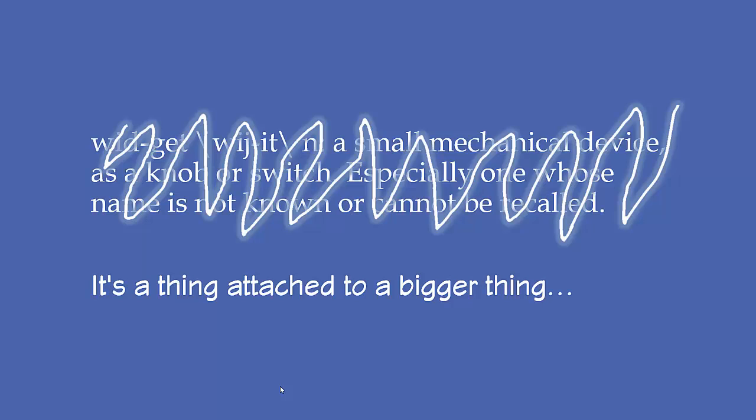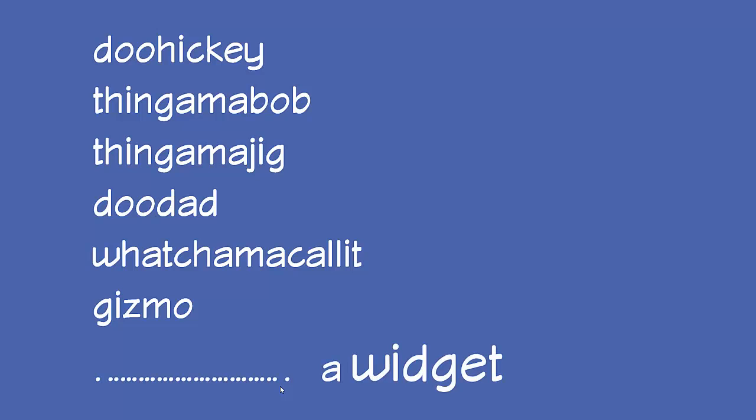Okay? Now, we know them as a lot of different names. We call them all kinds of things, like doohickeys, thingamabobs, thingamajigs, doodads, whatchamacallits, gizmos. It's basically just any kind of odd little thing or mechanical part that is attached to a machine. And basically we call it a widget. So we're just going to be making a thing, and it doesn't matter what it looks like.